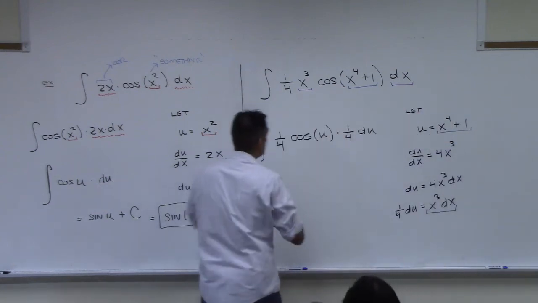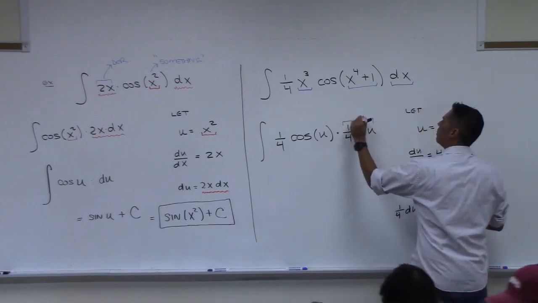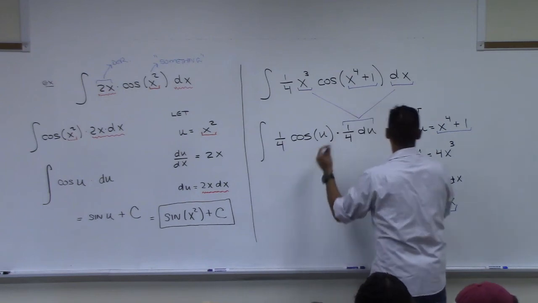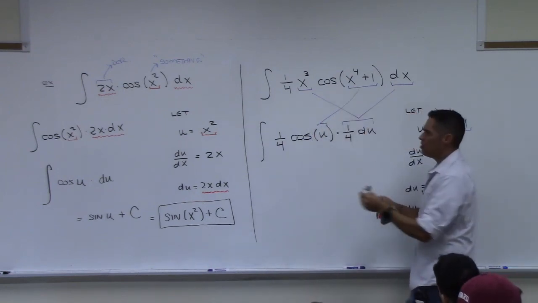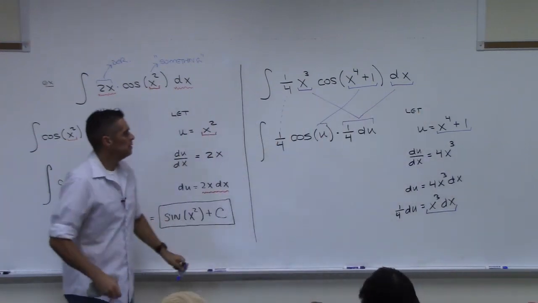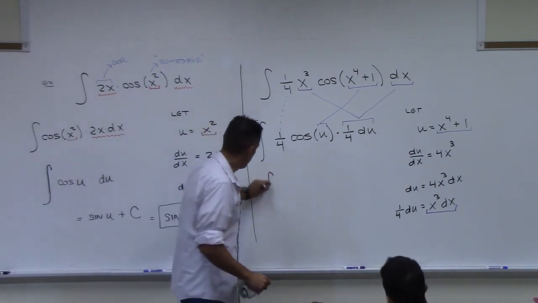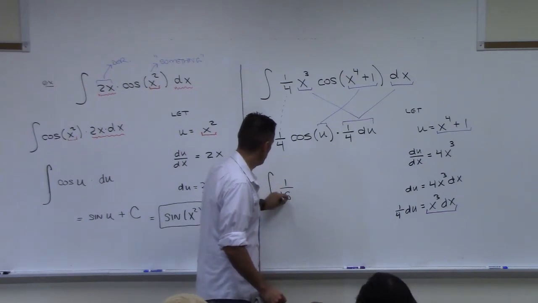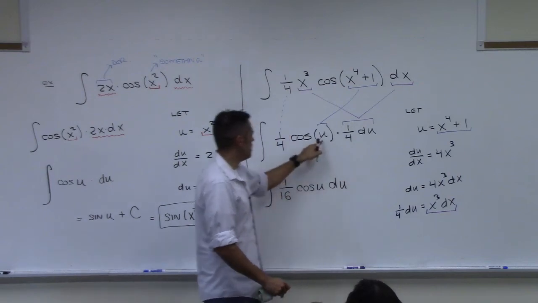Okay, so again, this 1/4 du is replacing that piece and that piece, right? This u is that, and then the 1/4 just came down, right? That makes sense? So now we have this. 1/4 times 1/4 is 1/16 cosine u du. I'm not going to put the u in parentheses this time.